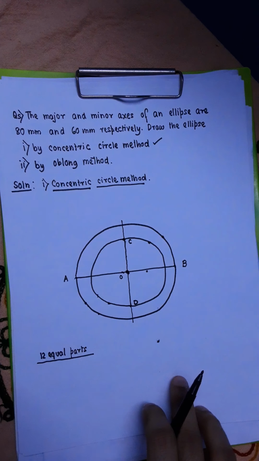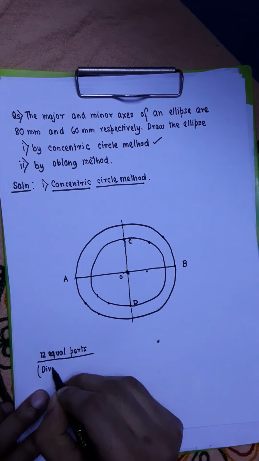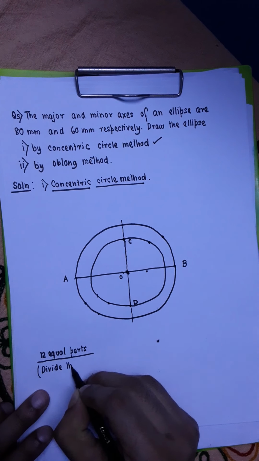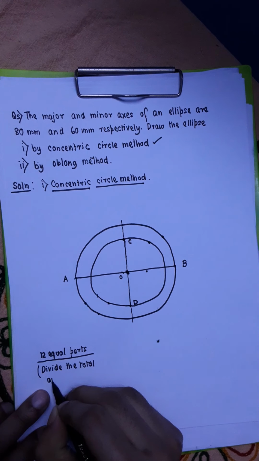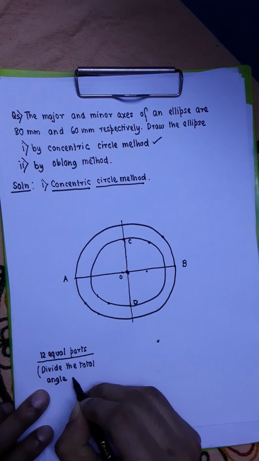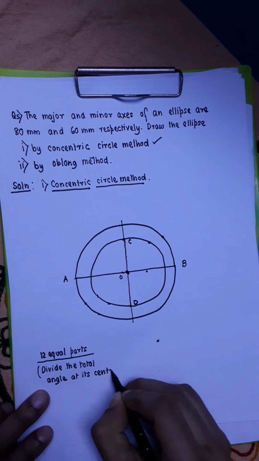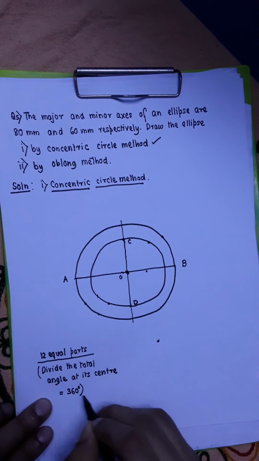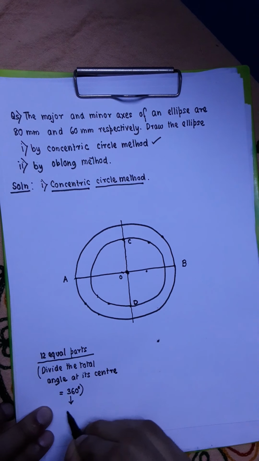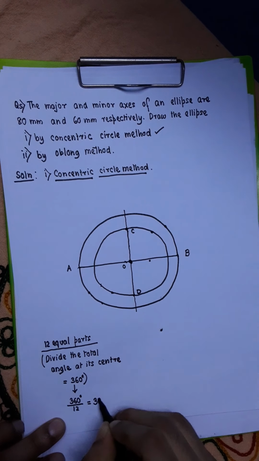This can be done if you divide the total angle covered by both the circles at its center. So what is the total angle covered by a circle at its center? It is 360 degrees. So if you divide it into 12 equal parts, each part will consist of an included angle of 360 degrees divided by 12, that is 30 degrees.